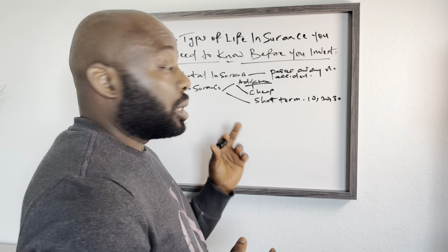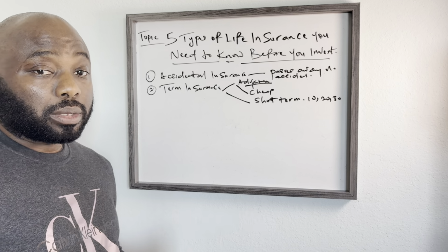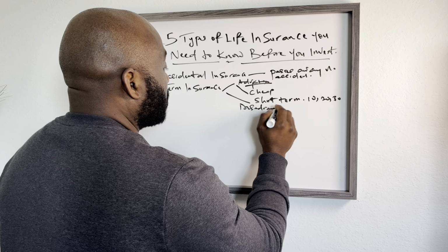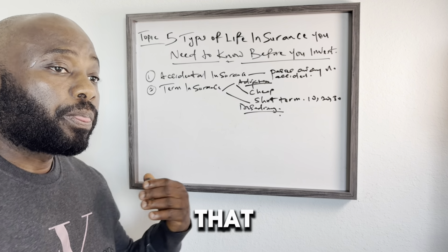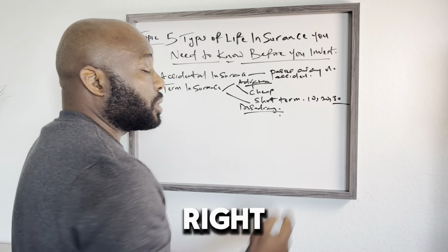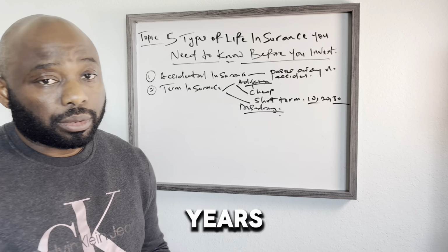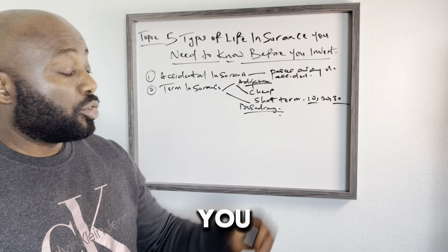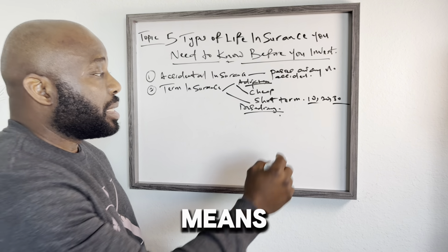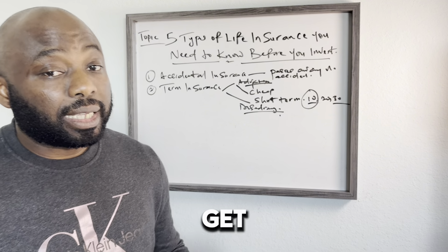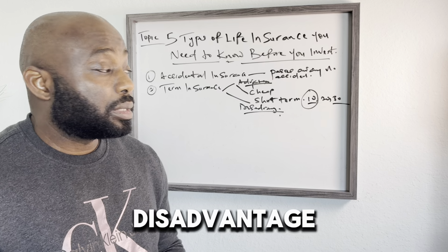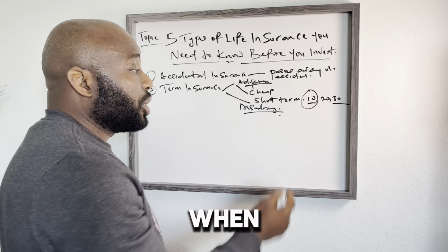Now, for term insurance, let's talk about the disadvantage. Let's say you set up a 30-year plan, and you've already paid for 10 years. Now maybe something happened and you could not proceed with the payment. That means all the 10 years you have paid are gone. You're not going to get any benefits. That's one disadvantage.